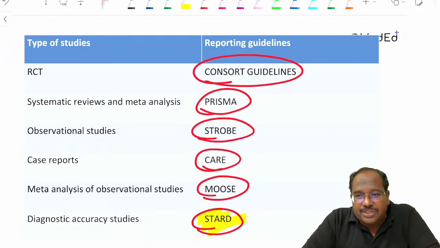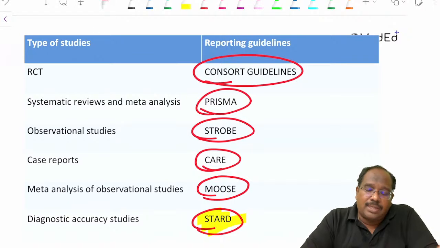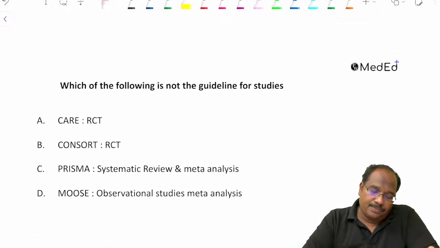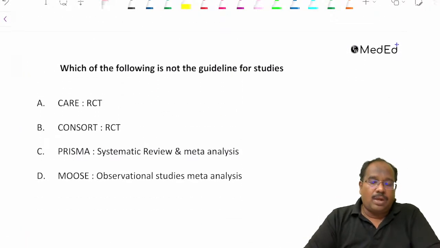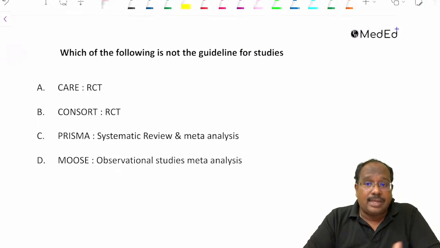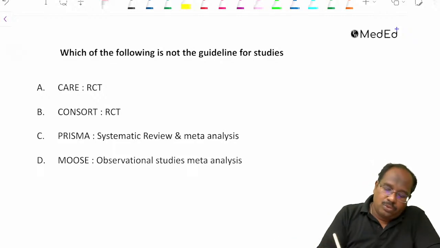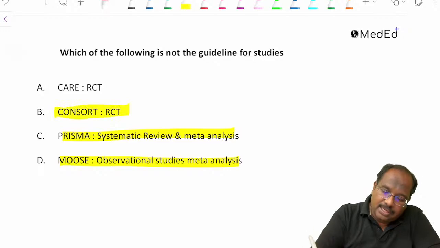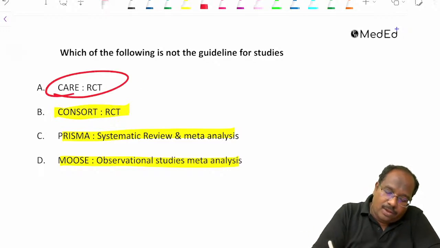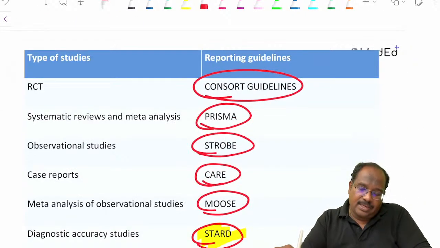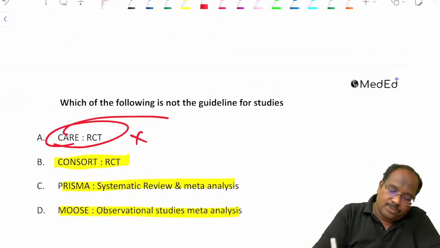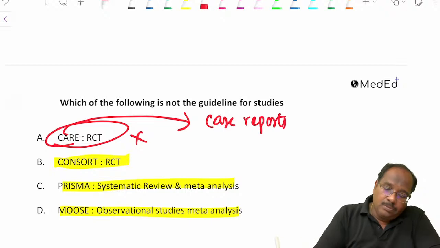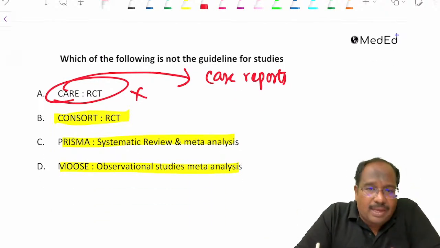So now we'll go to the question. Among these, which is not the reporting guideline? Which of the following is not the guidelines for study? Among this, MOOSE, this is correct. PRISMA, this is correct. CONSORT is RCT. CARE is not for RCT. What is CARE? We have seen. CARE is for case reports, guys. CARE is for case reports. That will not be part of RCT.